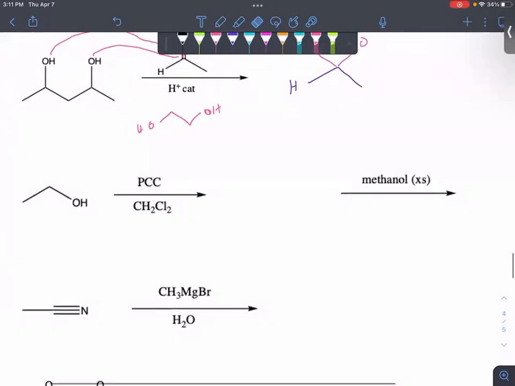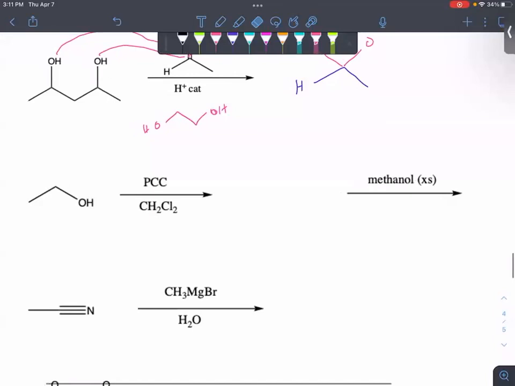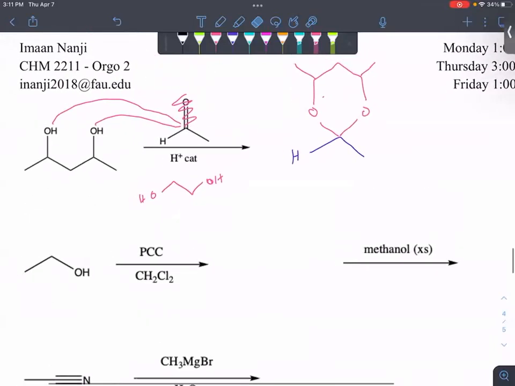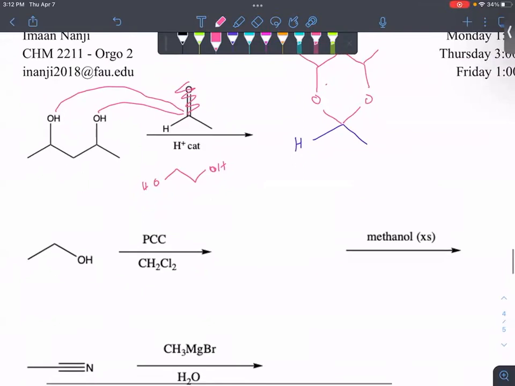Okay. So now, yeah. So the next one, what's going to happen? Yeah, you get an aldehyde because you have a primary alcohol, and then you have PCC, which is a weak oxidizing agent. So if you do PCC oxidation on a primary alcohol, it can't go all the way to a carboxylic acid, so it stops at the aldehyde.